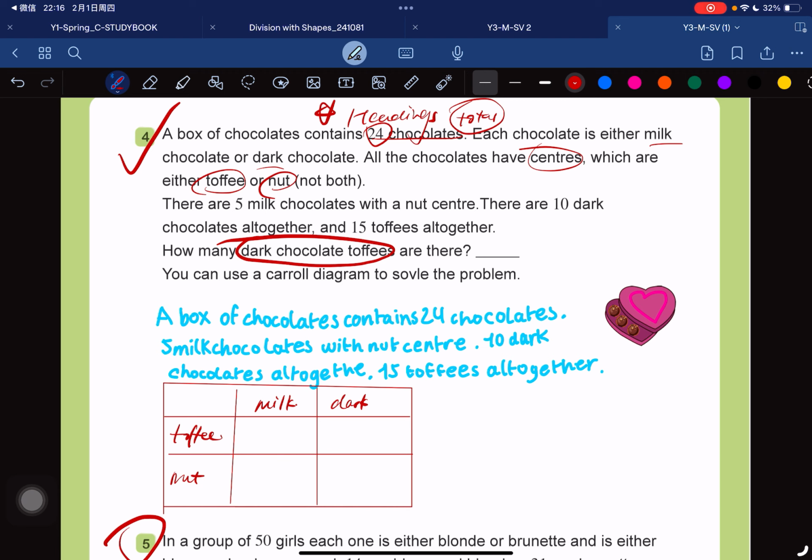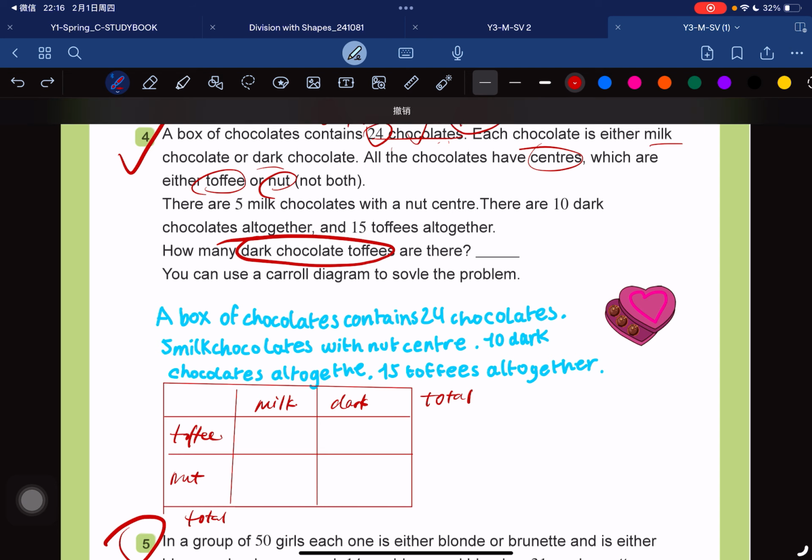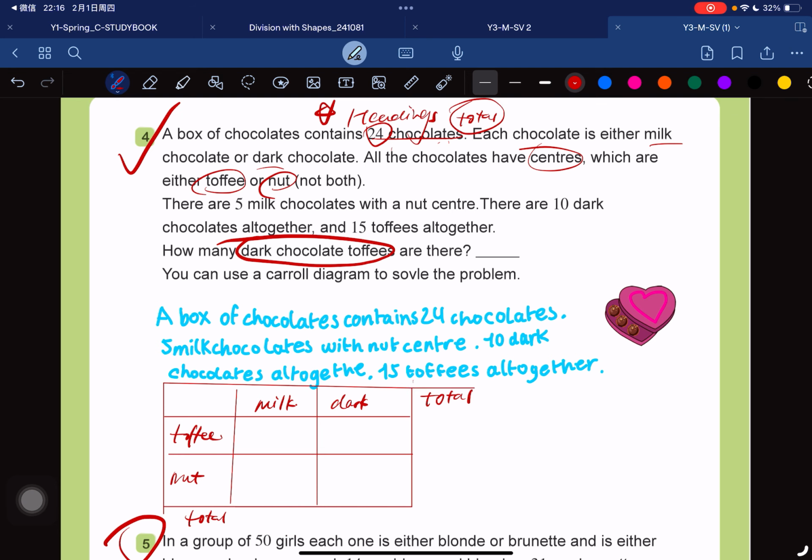We know, first of all, 24 chocolates. That is the total amount, right? But we will find this time we haven't got the total, so add the total column and the total row. Usually they will have the total column and total row at the same time, so we will draw them directly together. And you finish this table. Okay, and then let's fill in some numbers.